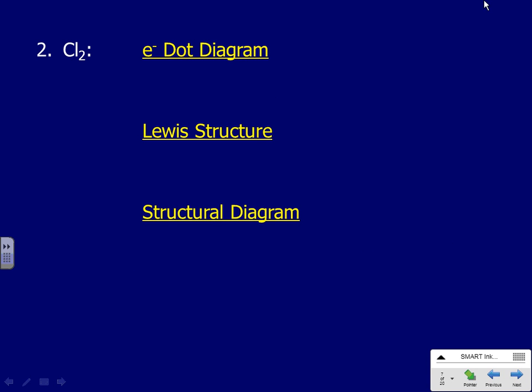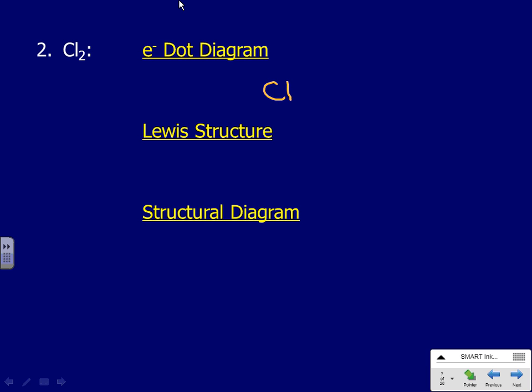Let's do now a chlorine molecule. If you're seeing where this is progressing, by all means, go ahead of me. You might not be able to do the structural diagram. I have to define that for you. So the electron dot diagram contains all of the electrons.